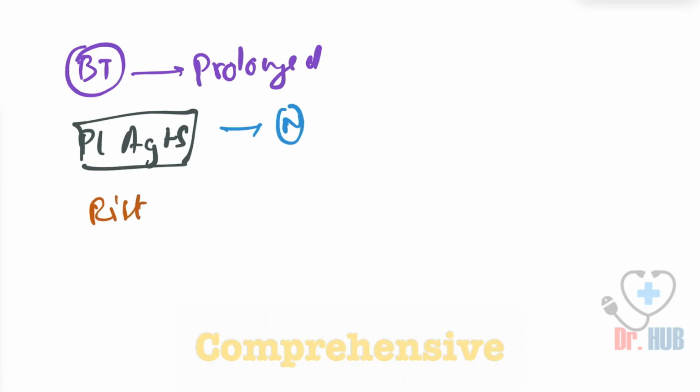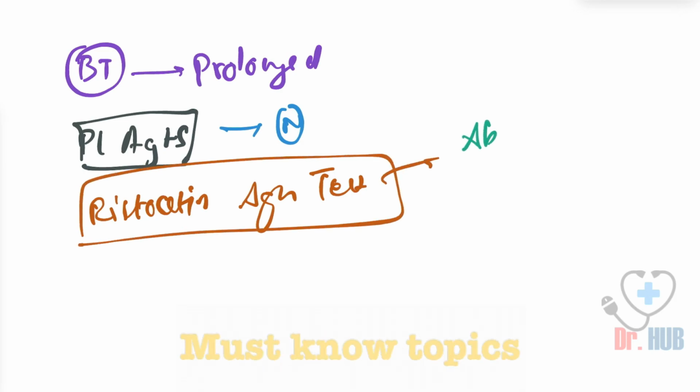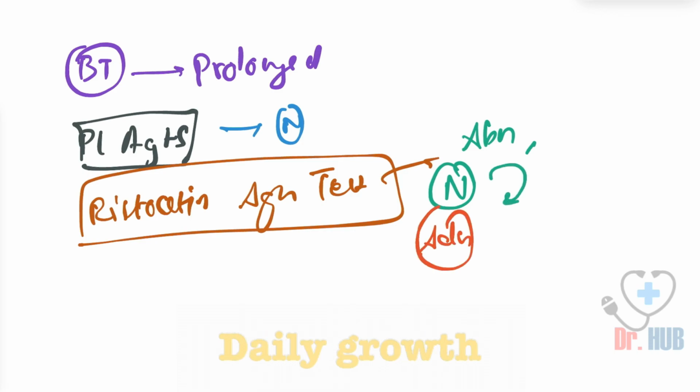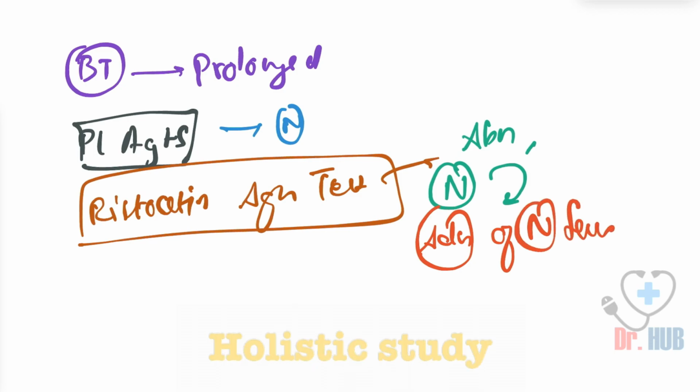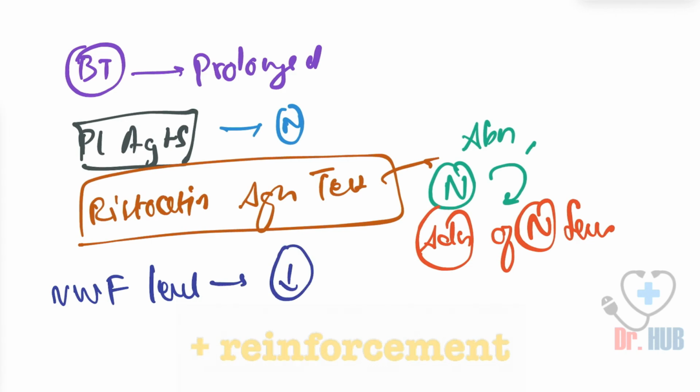The ristocetin aggregation test is abnormal, and it normalizes after the addition of normal serum. Next, we look at the von Willebrand factor levels. The von Willebrand factor level decreases.